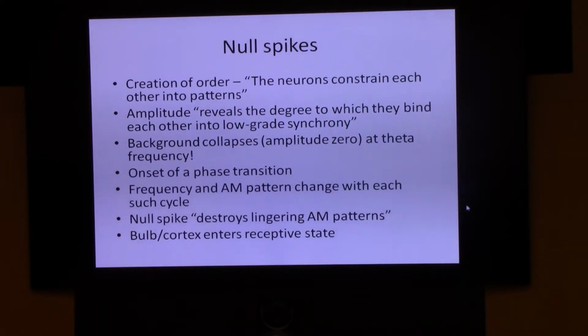But the null spike destroys the old pattern so that the bulb can enter this chaotic background state, which is receptive. And then when it gets the pattern, he calls that a transmitting state, because he sees a very similar pattern at the next stage, from the bulb to the cortex. This happens in the bulb, and then the pattern is at the cortex. And the projection is divergent, convergent, which is not like in the visual system, where you have these parallel pathways. So the spiking pattern at the cortex has very little to do with the spiking pattern in the bulb, but the dynamic pattern is very similar.